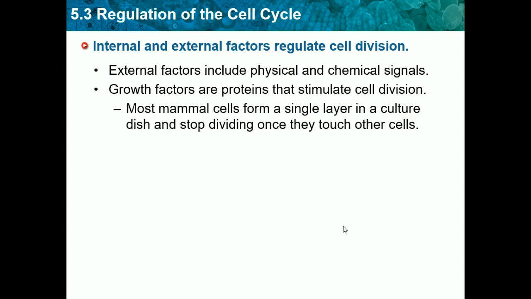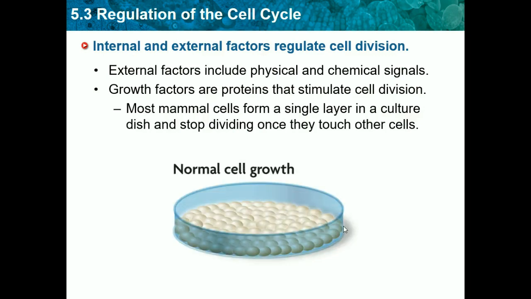So most mammal cells form a single layer in a culture dish and stop dividing once they touch other cells. So this is an image of normal cell growth, and for mammal cells, which is our example here, the cells will keep growing until they all touch each other and they're kind of tight and cozy. They won't keep growing, they'll just stop. They know when to stop.